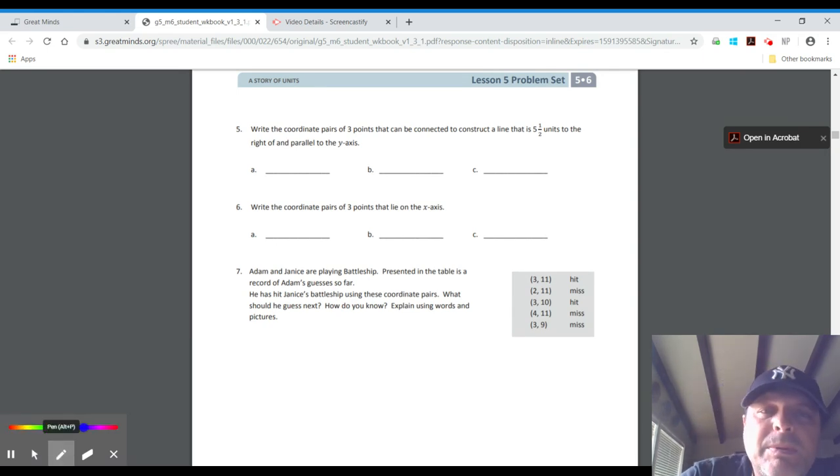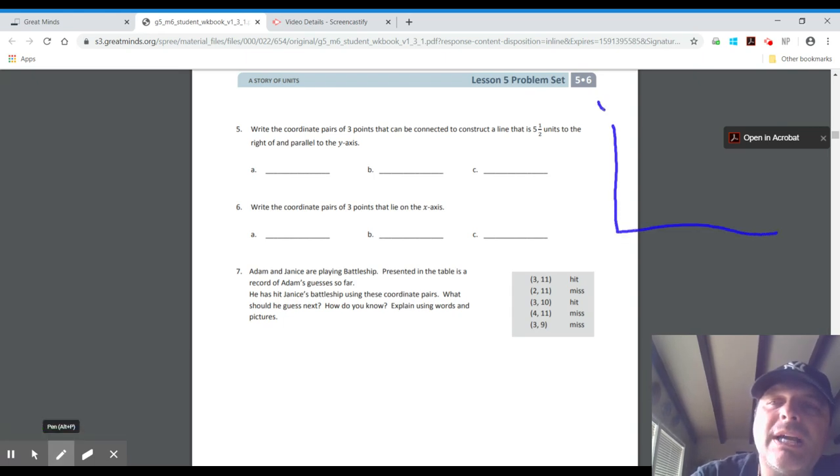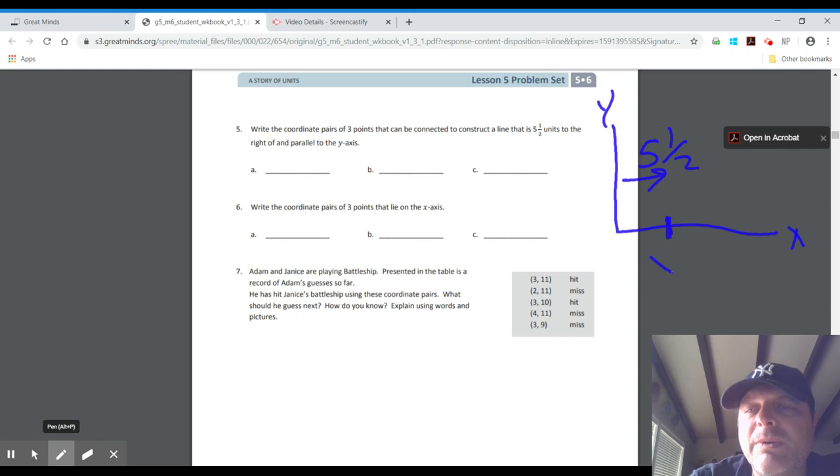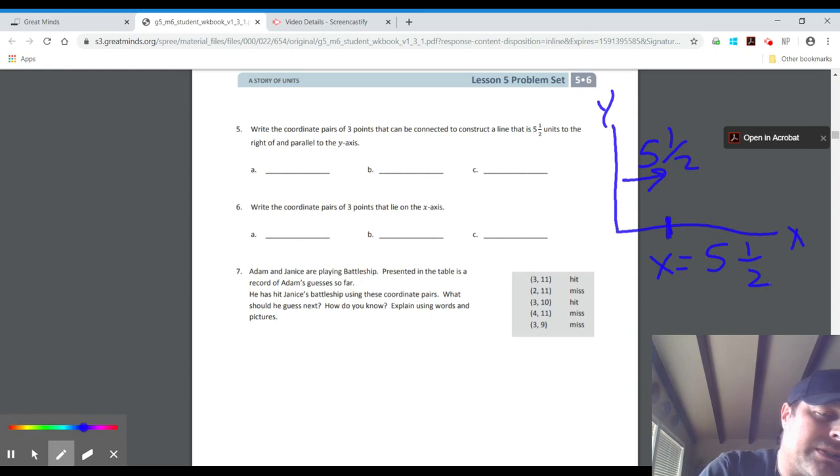Write the coordinate pairs of 3 points that can be connected to construct a line that is 5.5 units to the right of and parallel to the y-axis. So if it's 5.5 units to the right of the y-axis, and that's right here. So if this is y and this is x, and we need to go 5.5 units to the right. So we're going to go this way, 5.5. So basically 5.5 is going to be your point down here on the x. So x is going to be 5.5. Okay. All right. And I'm going to use a different color because that one's a little harder to see.